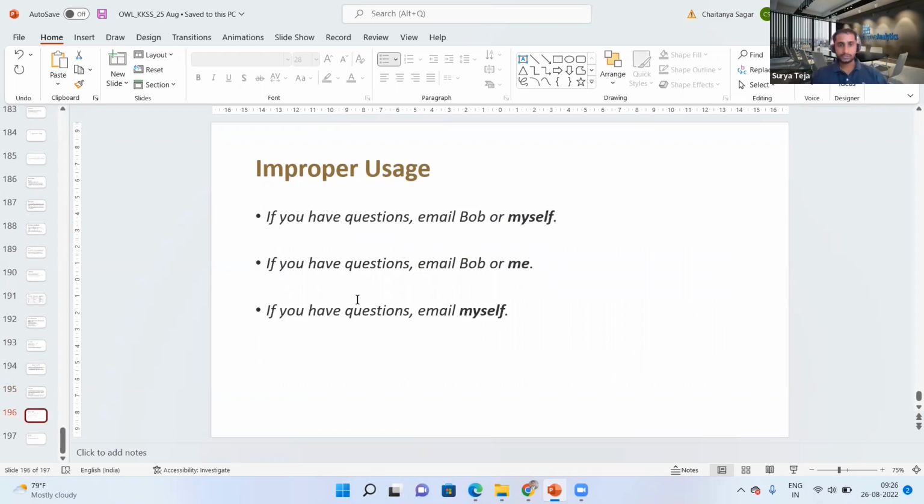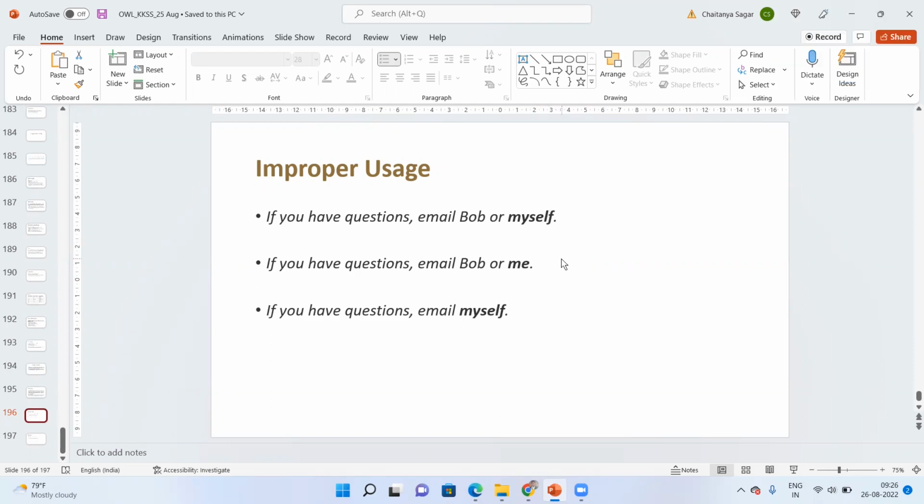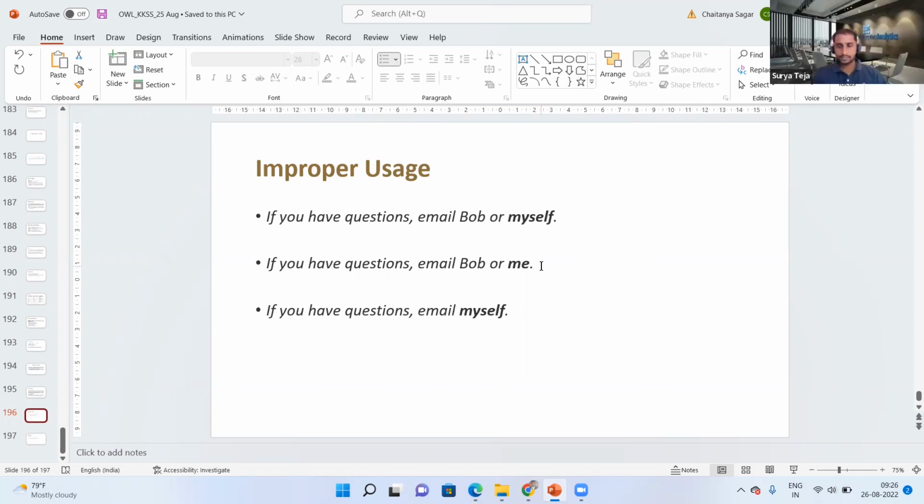Improper. So if you see the first sentence here, if you have questions, email Bob or myself. And again it says, if you have questions, email Bob or me. What do you think is the right sentence out of these two sentences? What do you think is the right one? Second one. Okay. So any particular reason why second one is right?